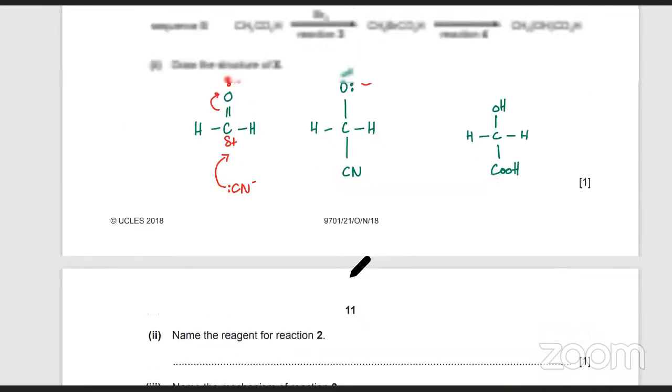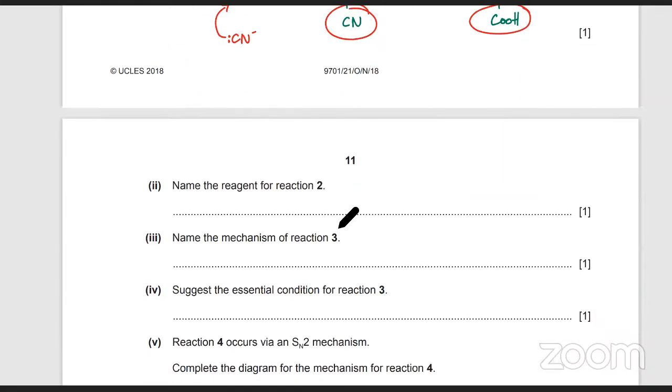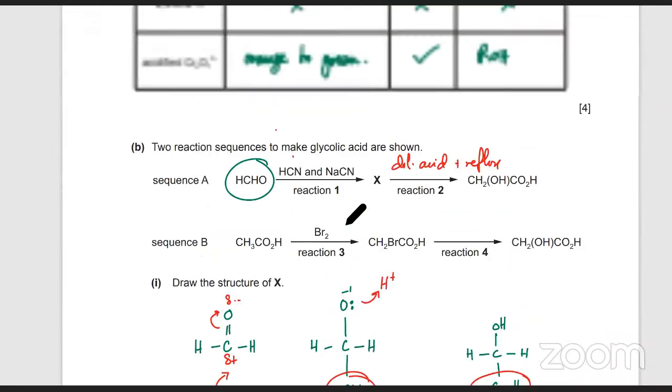So name the reagent for reaction number 2. That's hydrolysis, dilute acid plus reflux. It's this part, the CN turning into carboxylic acid. Next, he's saying name the mechanism of reaction number 3.